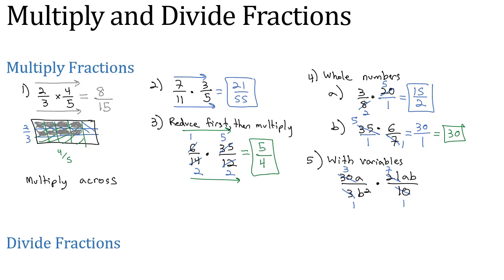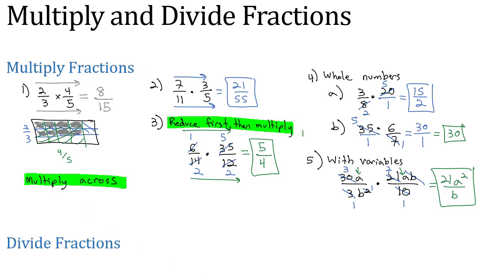For the letters, we see a b squared on the bottom and a b on top. 1b can divide out of the top, leaving 1b remaining on the bottom. So putting that all together, when I multiply across, 3 times 7 is 21 for the number. And a times a, because we multiplied a twice, that's a squared, over 1 times 1 is 1, leaving just the b, and we have 21a squared over b. So that's how we multiply fractions. We multiply across. If possible, we reduce first and then multiply.